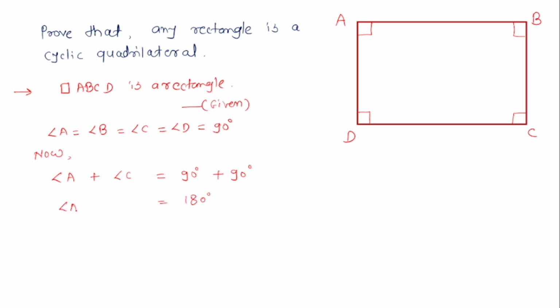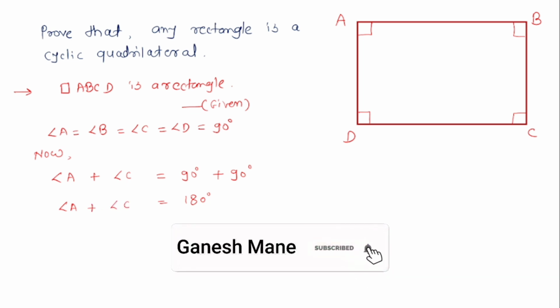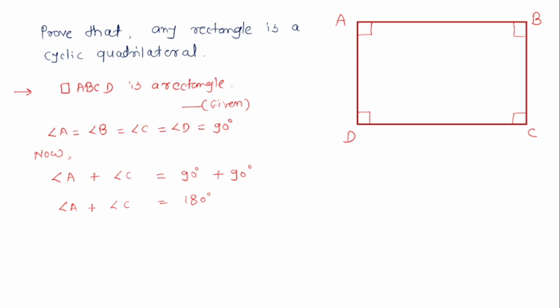That means angle A plus angle C is equal to 180 degrees, which states that angle A and angle C must be supplementary. So for this quadrilateral ABCD, angle A and C are the opposite angles and they are supplementary. According to the converse of the theorem of cyclic quadrilateral, if there is a quadrilateral whose opposite angles are supplementary, then that quadrilateral must be a cyclic quadrilateral. So by using that converse, we can conclude that quadrilateral ABCD must be a cyclic quadrilateral.